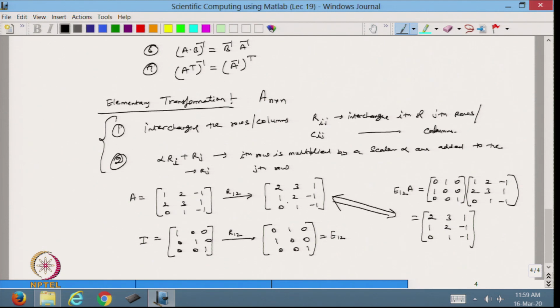So, instead of applying the operation directly, if I apply the elementary operation on the unit matrix, I get the elementary matrix, and then pre-multiply, I will get the same output as we got from here. This is what we have done.